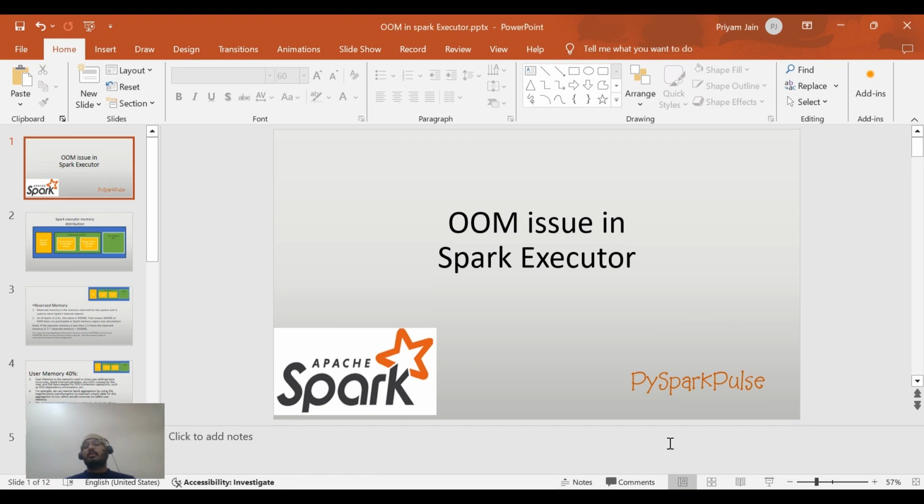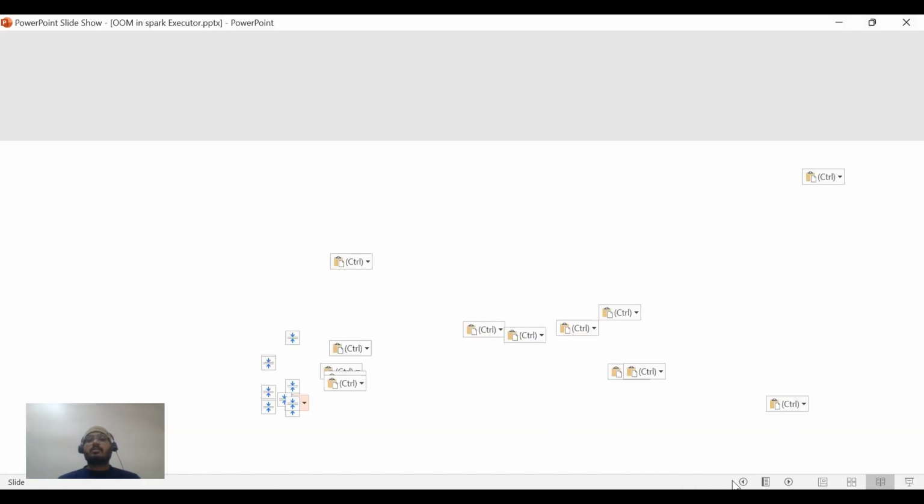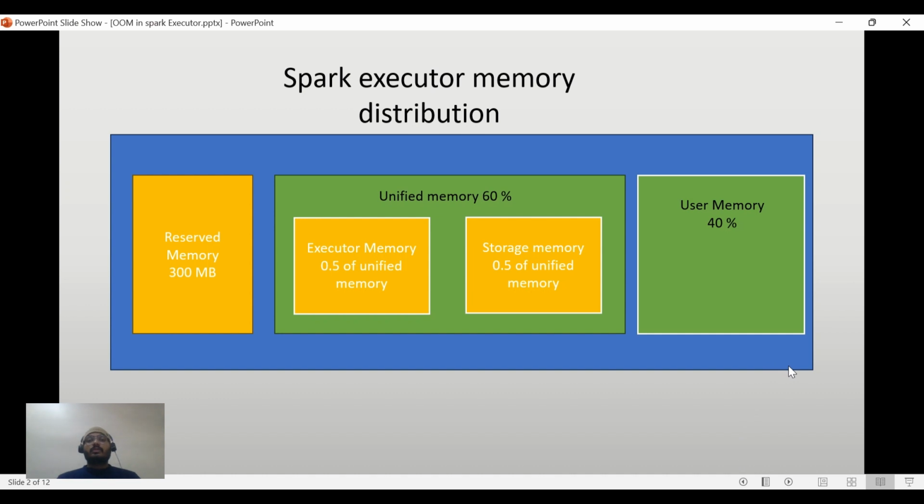Before we discuss the out of memory issue in the Spark executor, we should know how the memory is actually distributed in the Spark executor. Only then can we get the causes and the possible solutions for OOM issues in Spark executor. So first of all, let's visualize this diagram. Let me expand this screen. So we can see this is how the Spark memory is distributed, right?